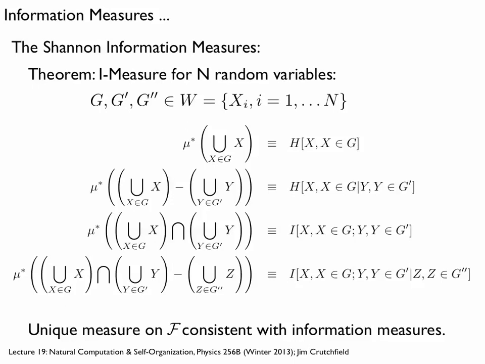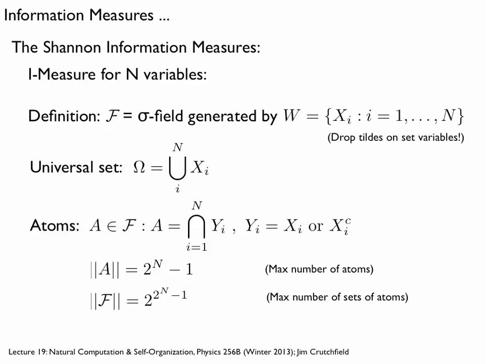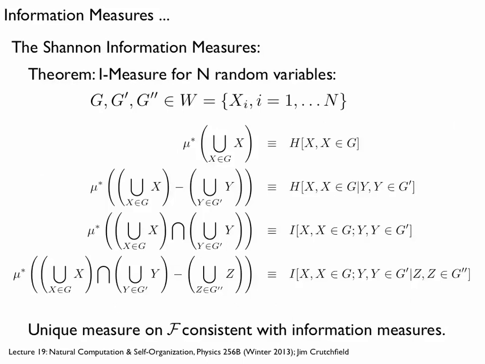The W is just the set of variables, x1 up to xn. So I have a set of n random variables. Or here what I mean actually is the event set associated with the random variable. I've dropped the twiddle because it just got too busy. So when x sub i shows up in the context of a set, it means the events associated with that random variable. When it shows up inside of an I or an H function, then it's a random variable. Anyway, you can see what's going on here.